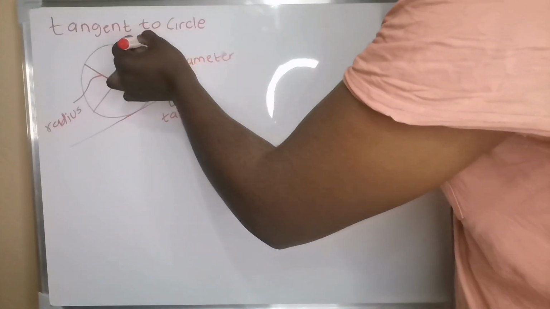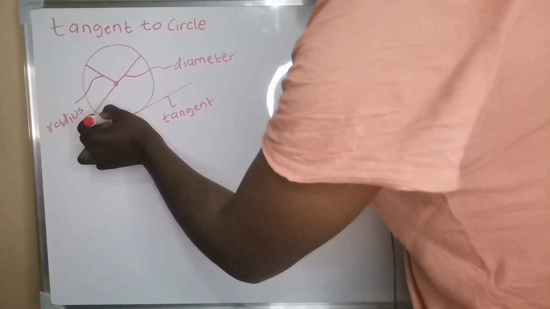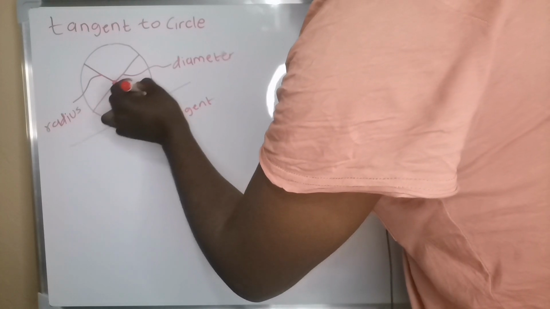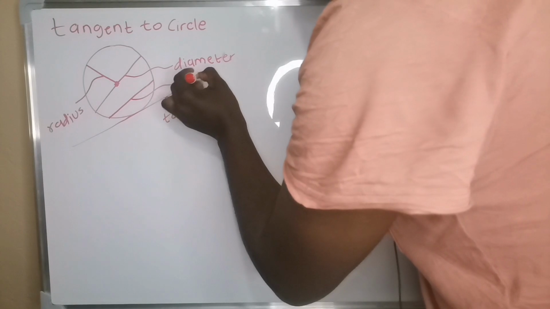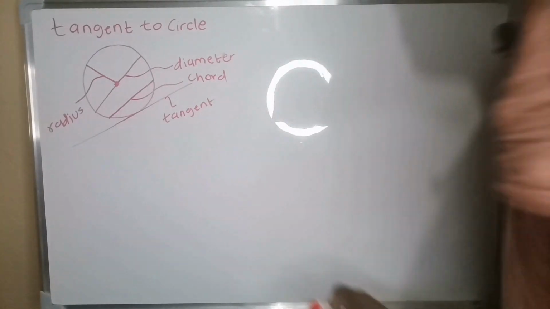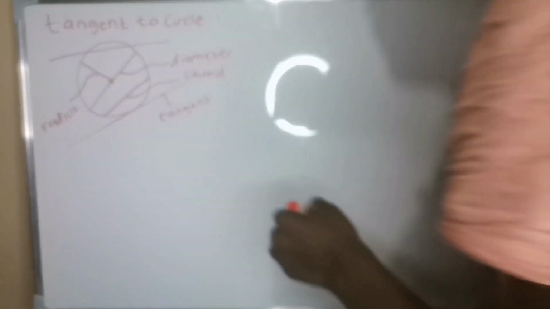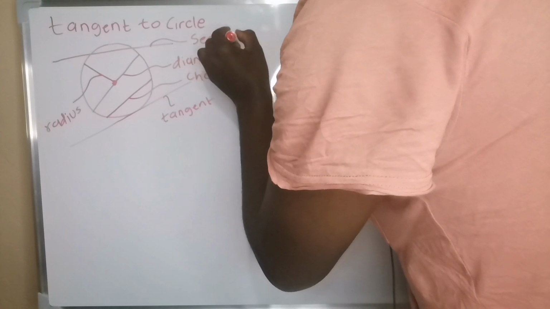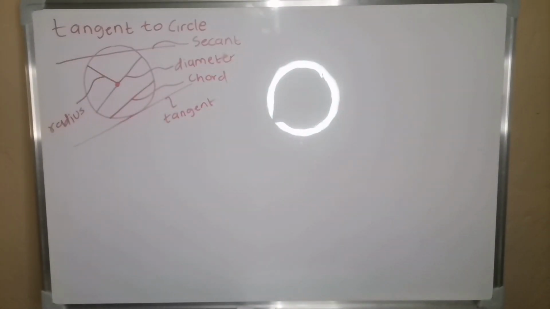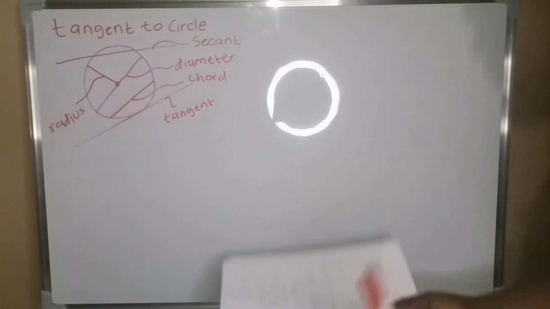Obviously this is our chord: a line from one point on the circumference to another. If another line touches the circle at two points, this line is our secant. We're going to learn about this concept going forward.